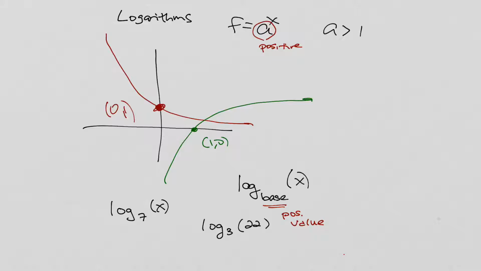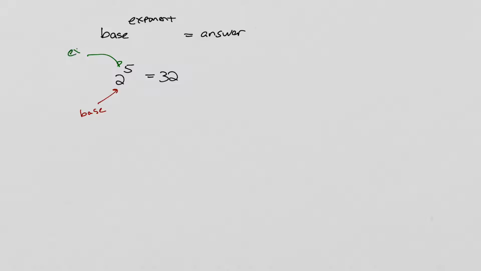Okay? And there is a relationship between logarithms and exponential functions. So for an exponential function, we have a base raised to an exponent, and when we multiply all that stuff out, we get some type of an answer. So for instance, 2 raised to the 5th power is 32. So 2 is my base, 5 there is my exponent, and the 32 is my answer.